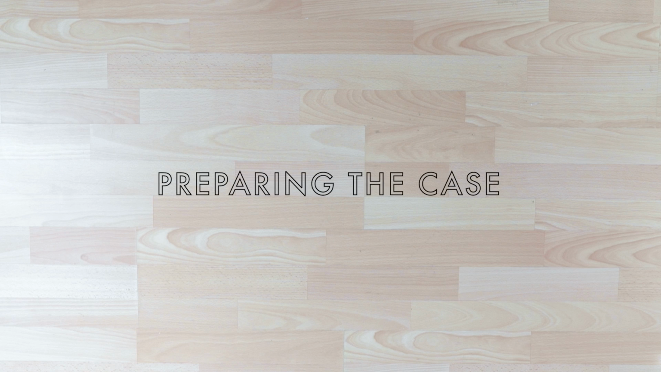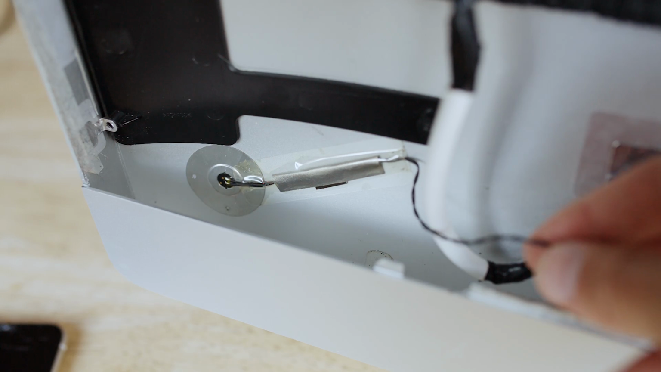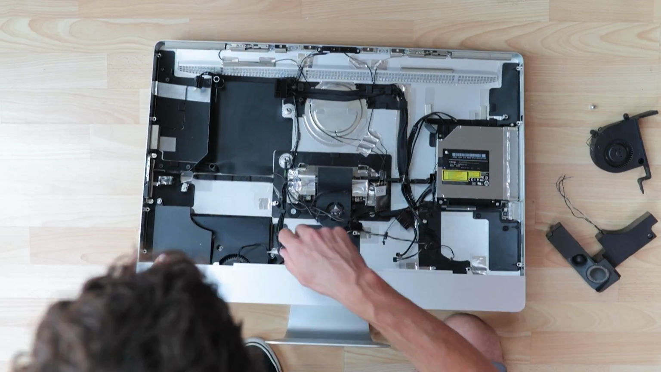Step 1. Start by removing the internals from the iMac case. Don't remove the power button, the power socket, or the cables attached to either.